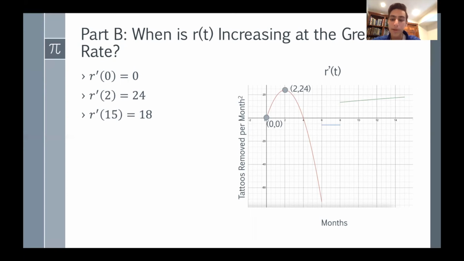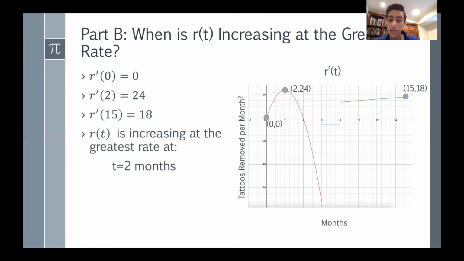And the last one is r prime of 15, which is 18, which is all the way at the end of our function. And as you can see very clearly, 2, 24 is going to be the highest point on this function. It's our critical point. It's the maximum. And therefore, t equals 2 is going to be the point at which r of t is increasing at the greatest rate. So 2 months is our answer. So that's going to be the end of part B.